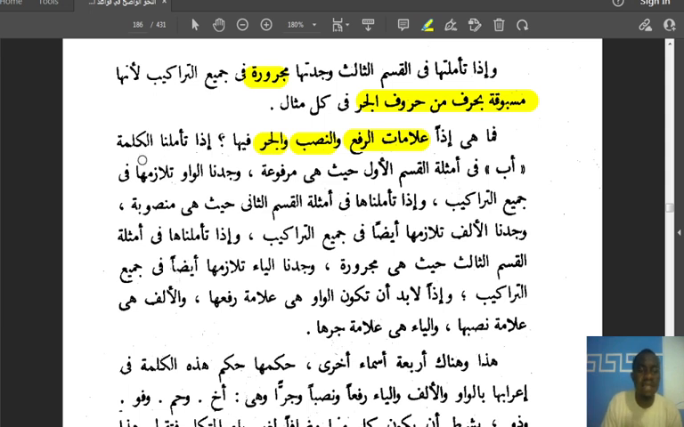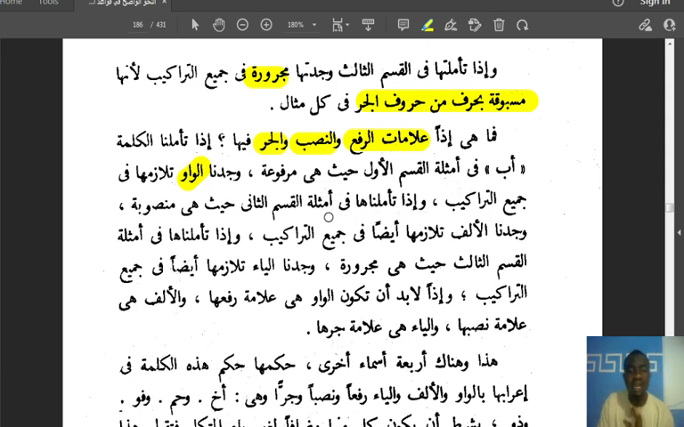إذا تأملنا الكلمة أب, if you look very well at the word ab in the examples of the first part, حيث هي مرفوعة, where it came as marfu, وجدنا الواو تلازمها. We find it being accompanied by waw في جميع التراكيب, in all the four sentences.